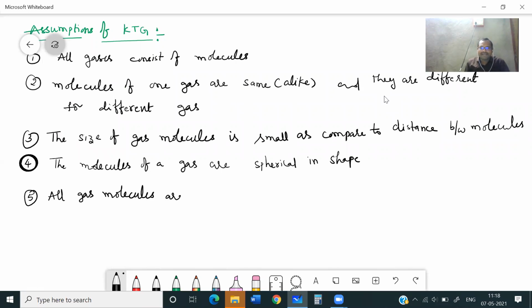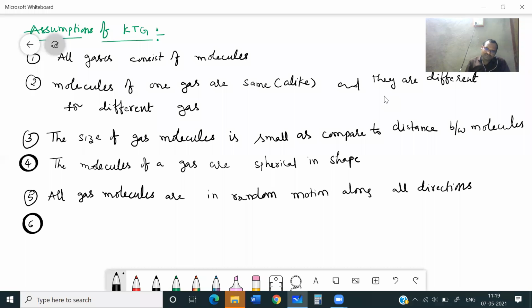And fifth point, very important point, is all gas molecules are in random motion along all directions. So in one particular container, you consider gas molecules. Those gas molecules will be free to move randomly. They will move in all directions. So when they are moving randomly, they will collide with the other molecules and with the walls of the container.